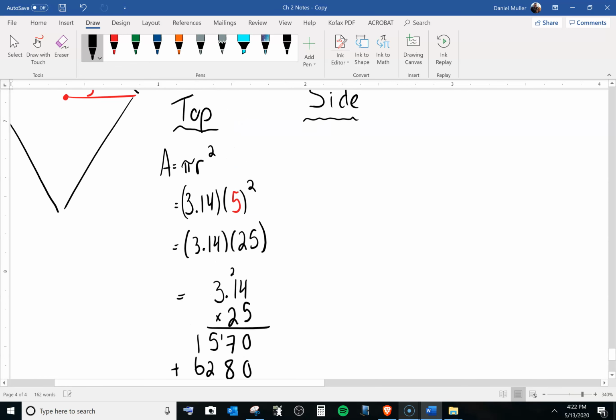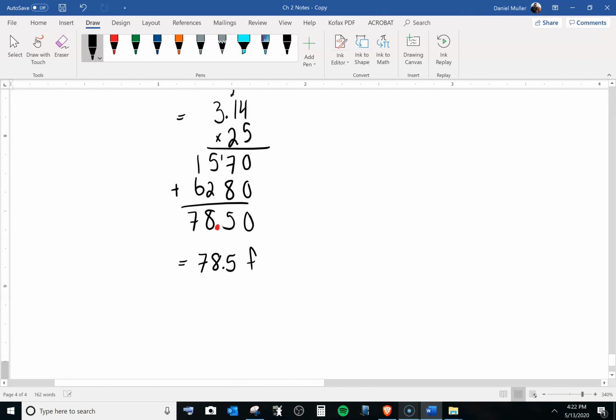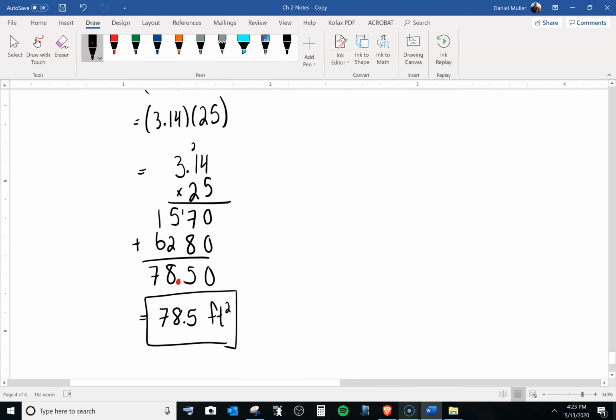Now, I don't know what the units are on this. Feet. Okay. Feet squared. So that is the area of our circle. Now, in a cylinder, in the previous examples, we had to double that because there was a top and a bottom. But here, there's only one. So we're okay just to leave it like that.